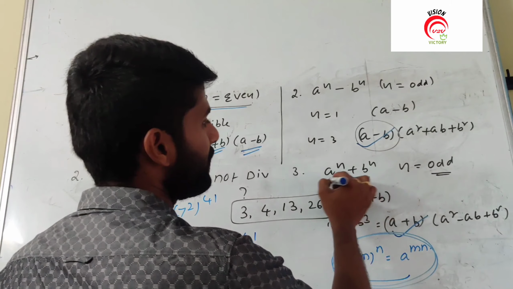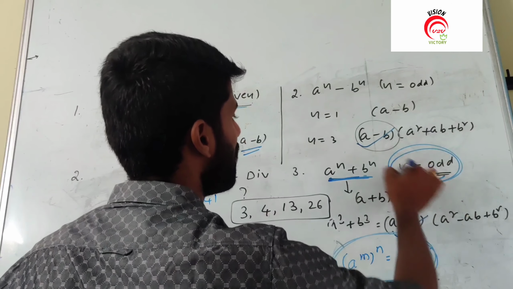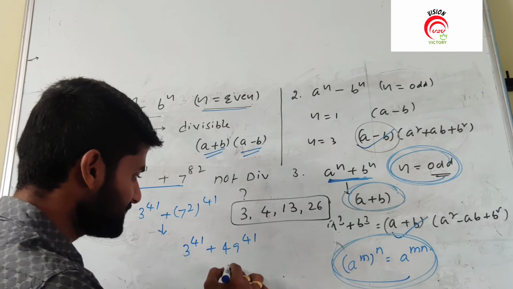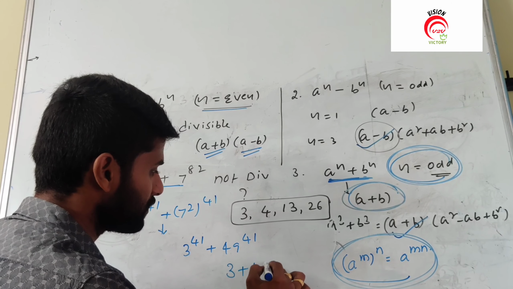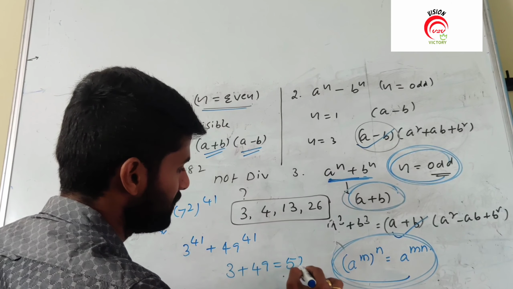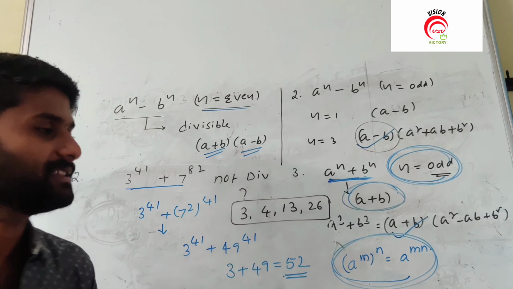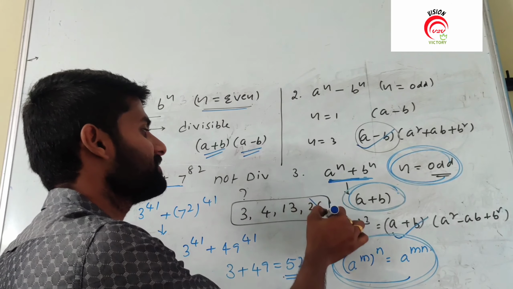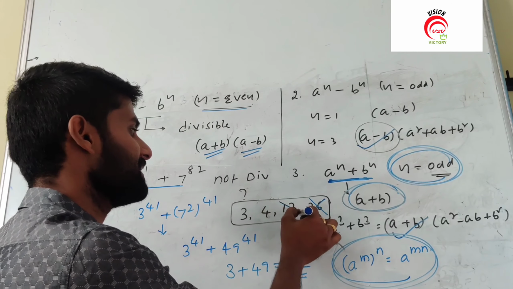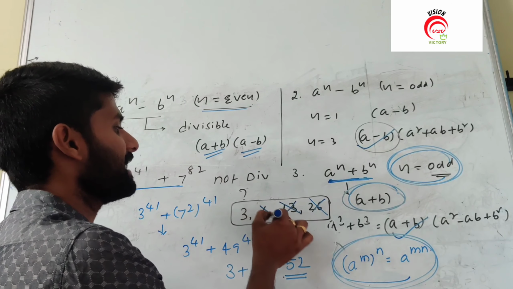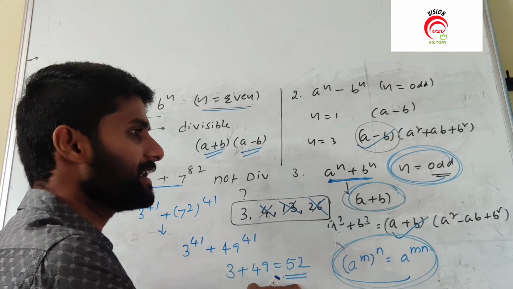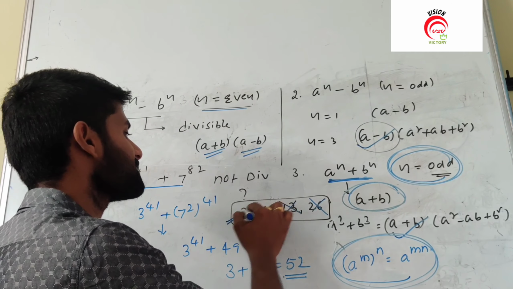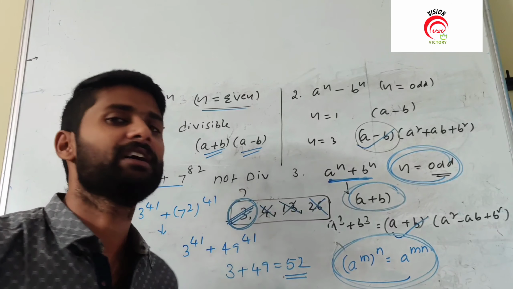If aⁿ + bⁿ, where n is an odd number, it is always divisible by a + b. So the resultant is 3 + 49, which becomes 52. Then check which of the following numbers 52 is divisible by. It is exactly divisible by 26, 13, and 4. It means 52 is not divisible by 3. So definitely it is not divisible by 3, and the option is 3.